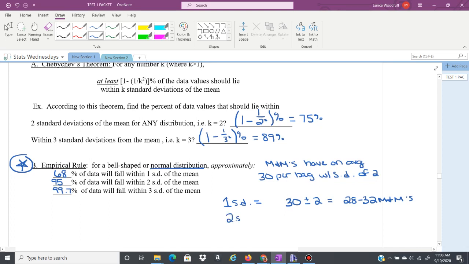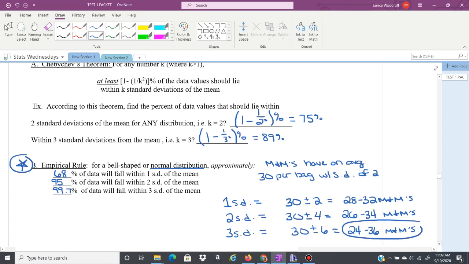2 standard deviations would be 30 plus or minus 2 and 2 again, so 4, because each standard deviation is 2. That would be 26 to 34 M&Ms. So 95% of the time, that's how many M&Ms will be in the bag. 3 standard deviations would be 30 plus or minus another 2, so 6. 24 to 36. 99.7% of the time, there's going to be between this many in the bag.